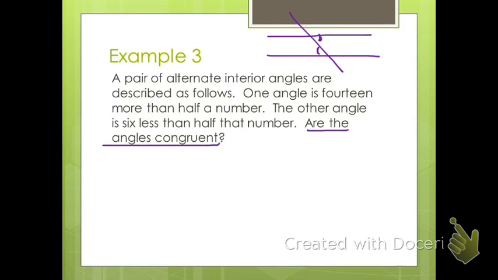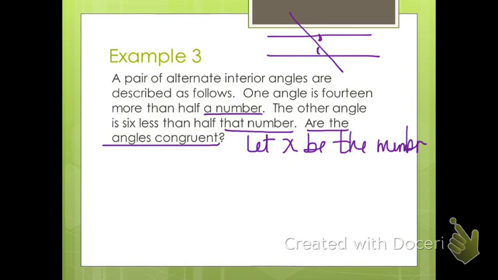And we're given a clue. One angle is 14 more than half a number. The other angle is 6 less than half that number. So we can look at these angles and define them by the description given here. We need to think about what our variable is going to be. In these other problems, our variable was the measure of one of the angles. But this one sounds a little different. We're talking about a number here. These are both defined in terms of a number, half a number and half that number. So let's let x be that number, the number that's being talked about here.